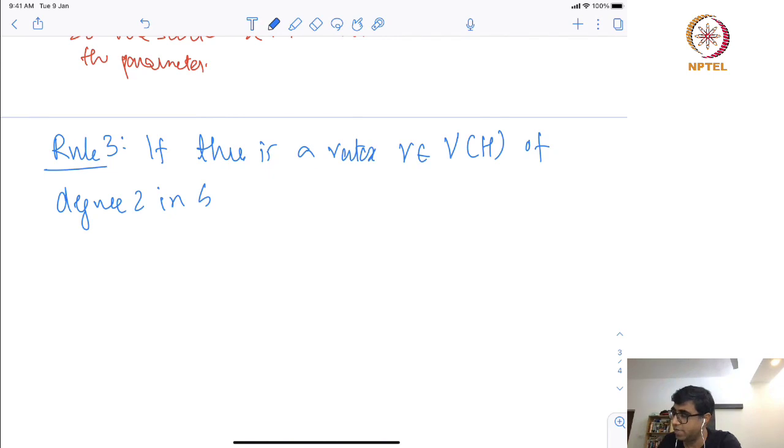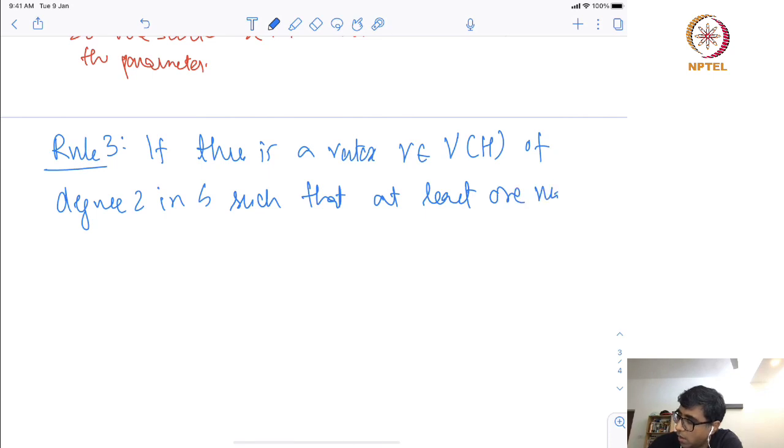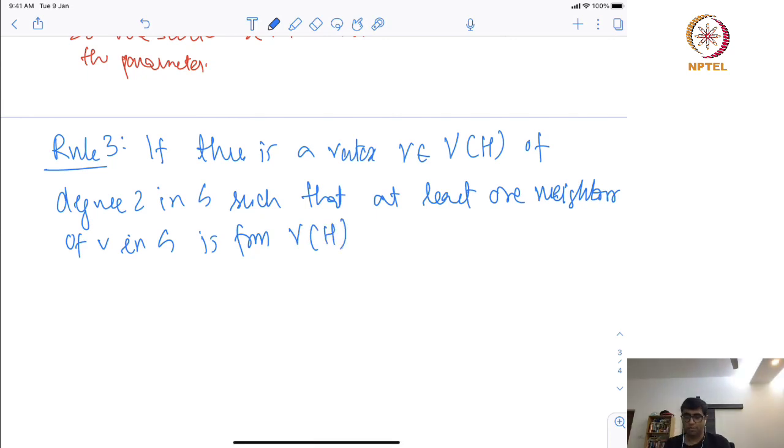Okay. If there is a vertex v in V(H) of degree 2 in G, such that at least one neighbor of v is from the vertex set of H. So it is not that I have a vertex of degree 2 where both its neighbors are in W, but there is at least one neighbor which is in V(H), okay.